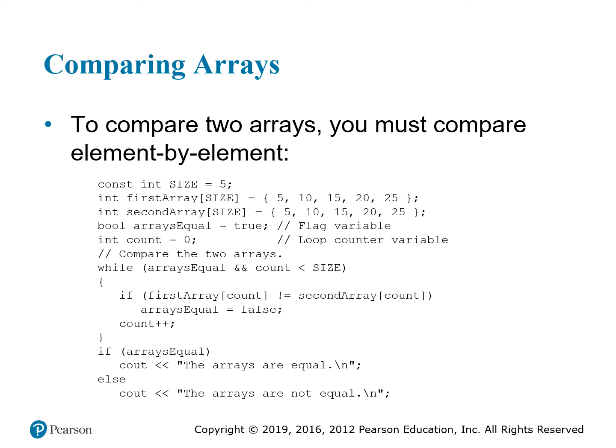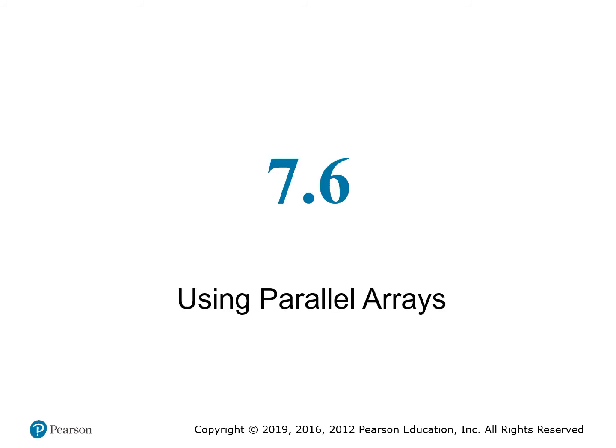If you want to compare two arrays, you have to do it element by element. So if you want to find out if two arrays are equal, you set arrays equal to be true to start with, and then you step through. In this case they did a while loop, because as soon as you find out that the arrays aren't equal, you can stop counting. So if first array at count does not equal second array at count, arrays equal is false, that kicks you out of the while loop. Otherwise, we count plus plus. If arrays are equal, we print the arrays are equal. If not, we print they're not equal.